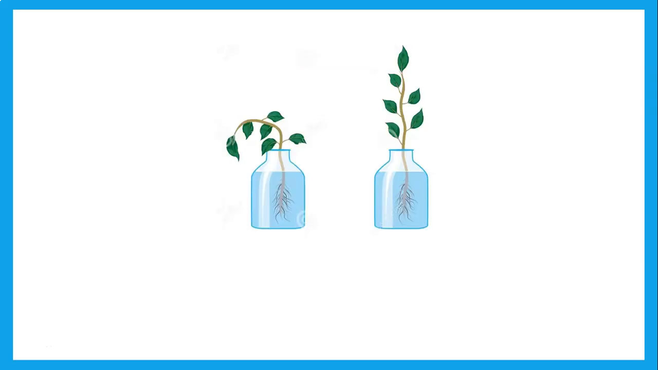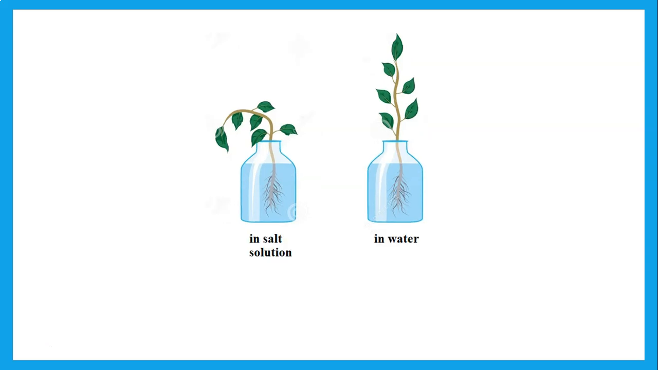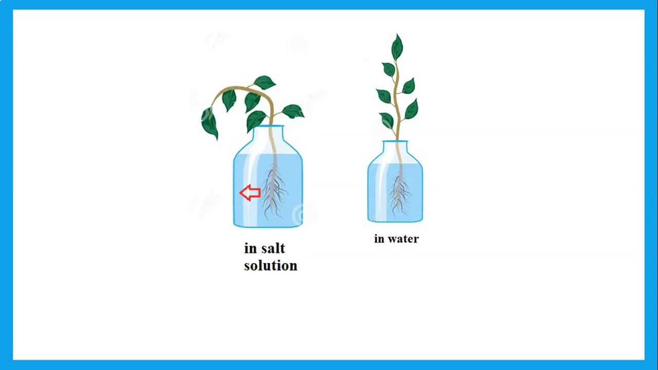So if I have plants in a solution, and one of them wilted and the other one is not wilted, what happened? The one that wilted must be in salt solution. Salt solution means there is lower water potential outside the root hair cell, so the water, instead of going in, went out. Outside there is lower water potential, so the water will move from the root outside. And that is why the plant wilts.